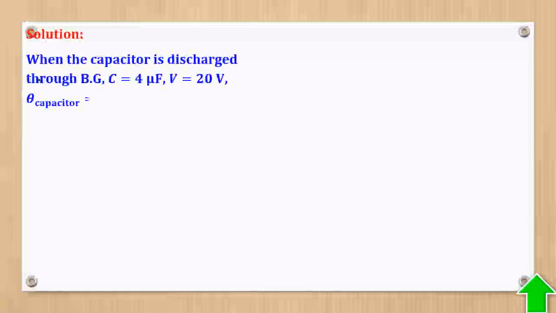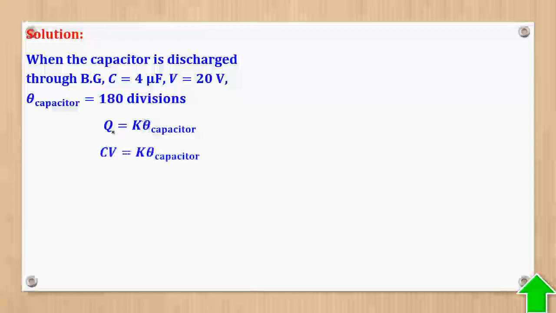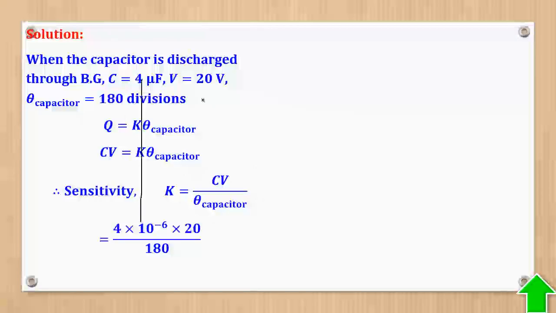So when the capacitor is discharged through the ballistic galvanometer, capacitance is that, we know PD is that, and the deflection is that. That means that Q is equal to K times theta, the deflection due to the capacitor. Q is CV. Therefore, K can be got by making K the subject, to give you CV over theta. Then we substitute for C, convert to farad as a unit, then V is that, and the theta is that. So that gives you this as the sensitivity of the ballistic galvanometer.